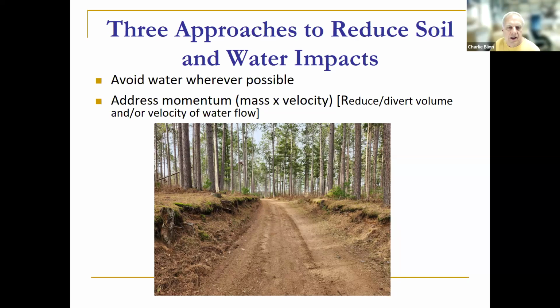So we see here, we've got an incised road. It's below the sides adjacent to it. So we can't really get water necessarily off this road. So we can't handle the mass, but what we want to do is slow down the velocity. If we can slow the velocity, chances are we'll do something toward reducing erosion. So always think about momentum. Get water off the road if I can. If I can't get it off, what is it that I can do to slow that down?